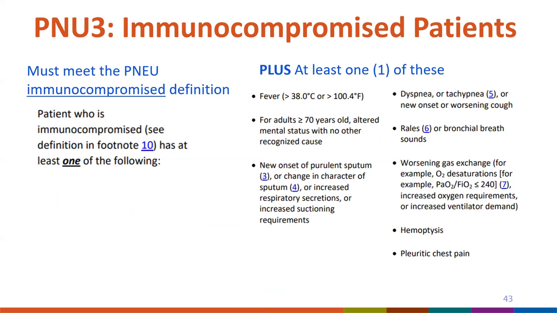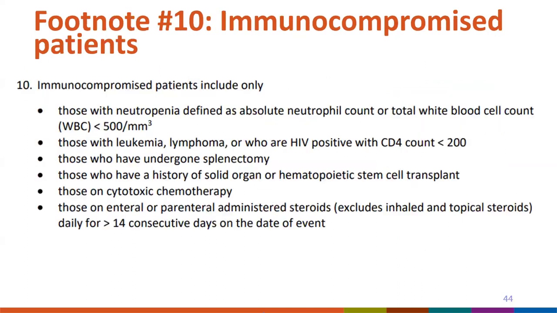The signs and symptoms criteria for NEW 3 requires that the patient must meet the new immunocompromised definition in footnote number 10, which we'll look at in a moment, plus at least 1 additional qualifying sign or symptom. Again, there are no age-specific signs or symptoms criteria for NEW 3. In order to apply the NEW 3 algorithm, the patient must meet at least one of the bullets in footnote number 10. If the immunocompromised definition is not met, you cannot apply the NEW 3 algorithm to that patient.